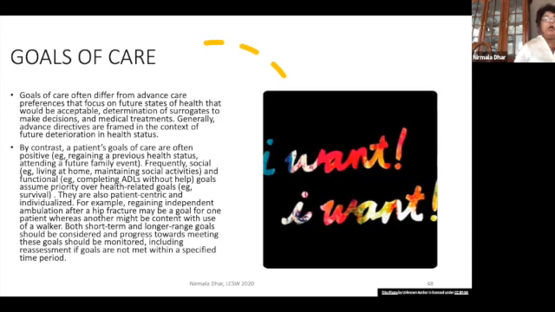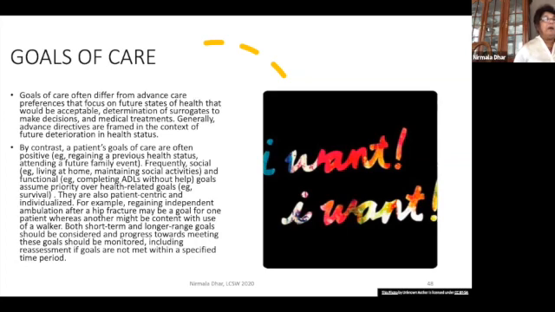For example, regaining independent ambulation after a hip fracture may be a goal for one patient, whereas another might be content to use a walker. Both short-term and longer-range goals should be considered, and progress towards meeting those goals should be monitored, including reassessment if goals are not met. And how does this fit into that 4Ms age-friendly framework?